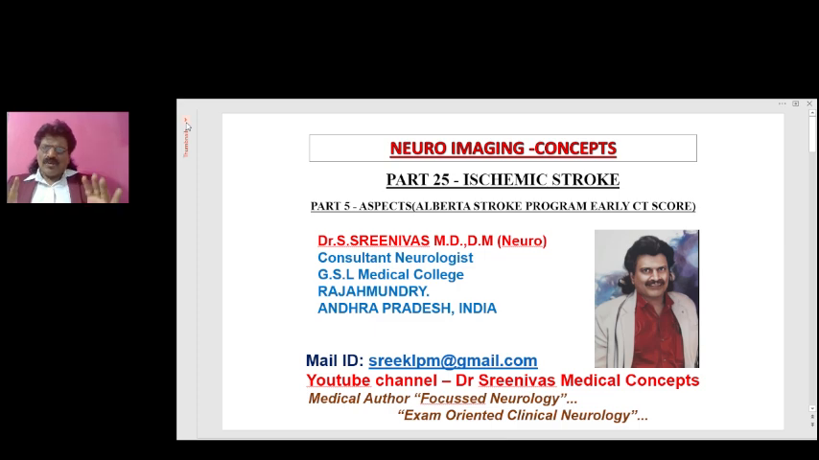Today we are going to talk about a very important score, the ASPECTS score, the Alberta Stroke Program Early CT Score. We are continuing with the neuroimaging concepts, Ischemic stroke part 25 and ASPECTS score part 5. So ASPECTS, Alberta Stroke Program Early CT Score.